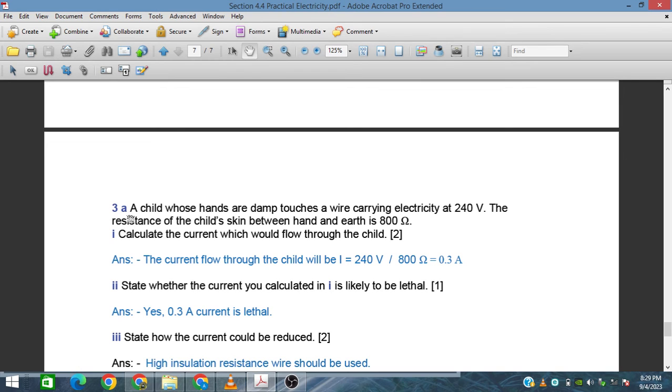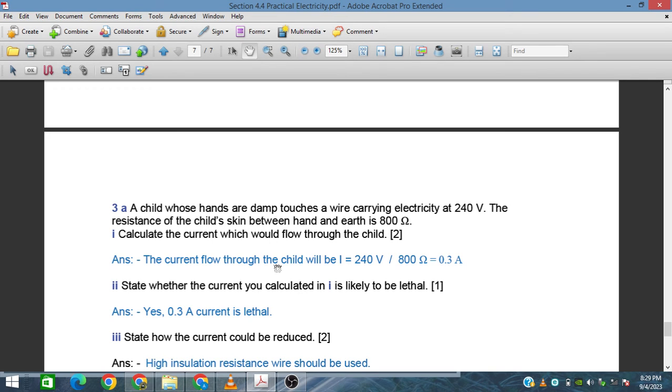This is question number 3. A child whose hands are damp touches a wire carrying electricity at 240 volts. The resistance of the child's skin between hand and earth is 800 ohms. Calculate the current which would flow through the child.